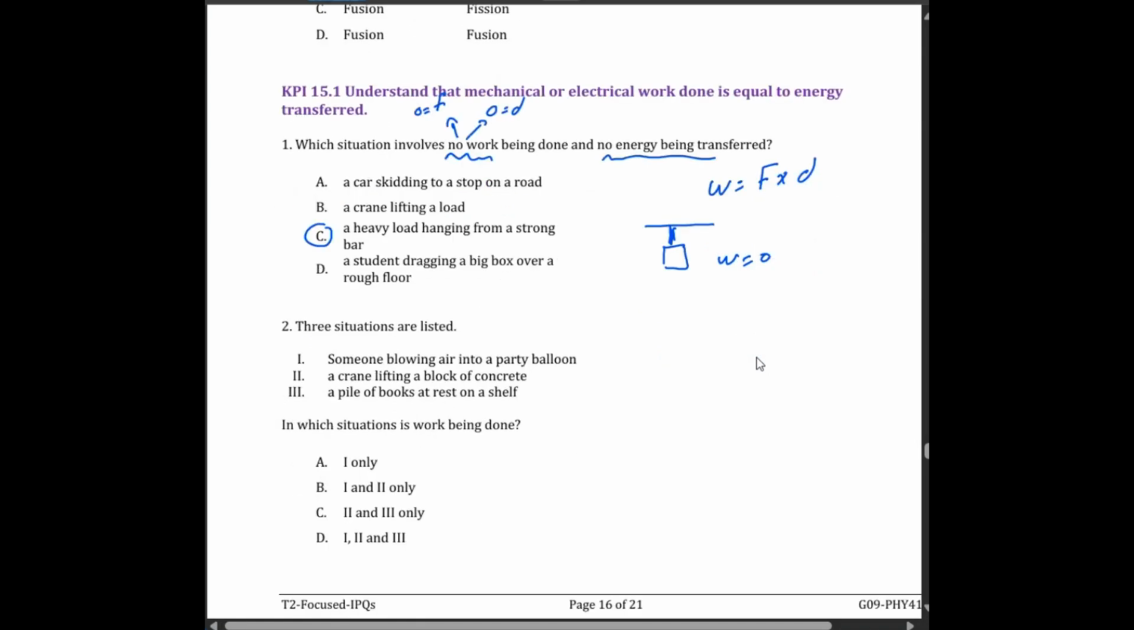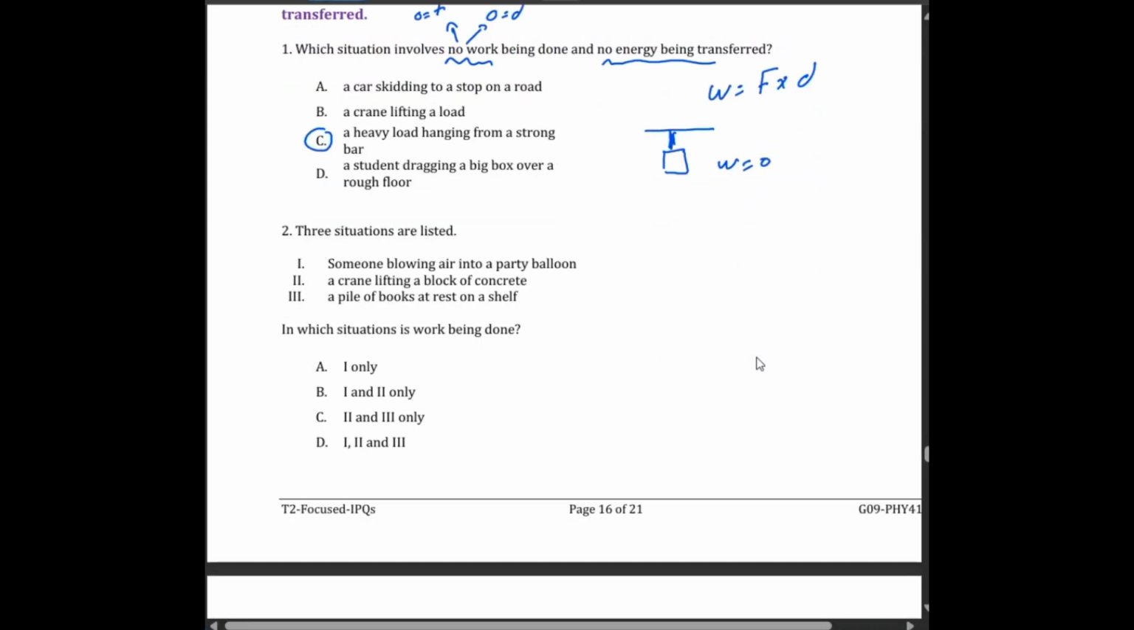Three situations are listed: someone blowing air into a party balloon, a crane lifting a block of concrete, a pile of books at rest on a shelf. In which situation is work being done? So we need to choose a situation where we have force and we have distance. So we have force being applied in the balloon. Again, we have a crane lifting a box, we have force and distance as well, but a pile of books resting has zero work, so we will choose 1 and 2.